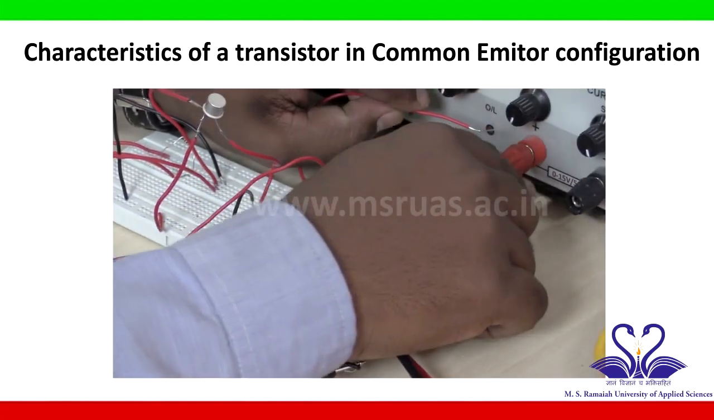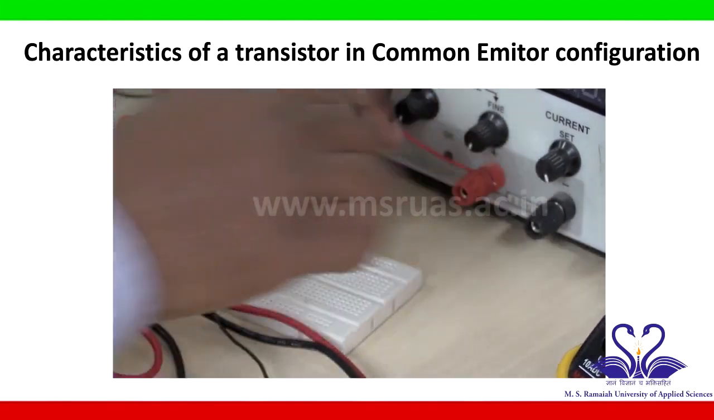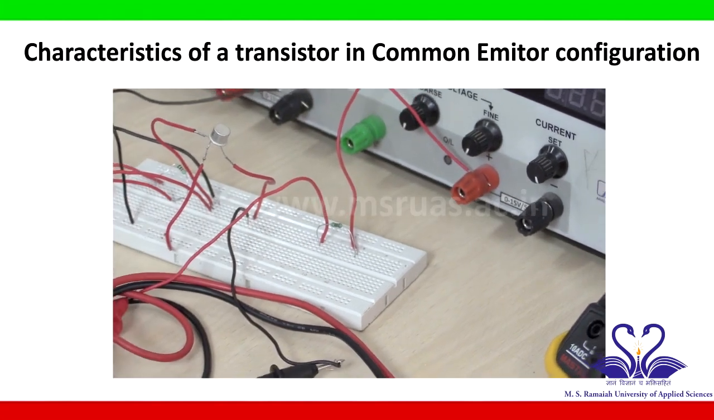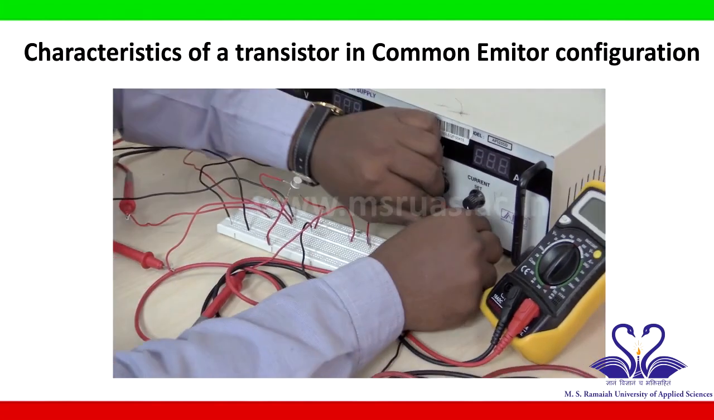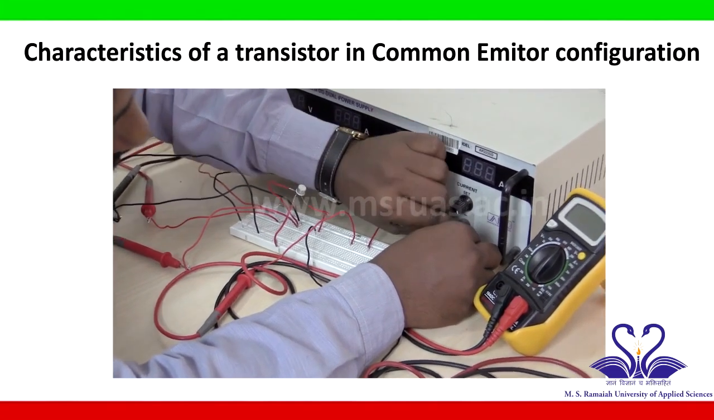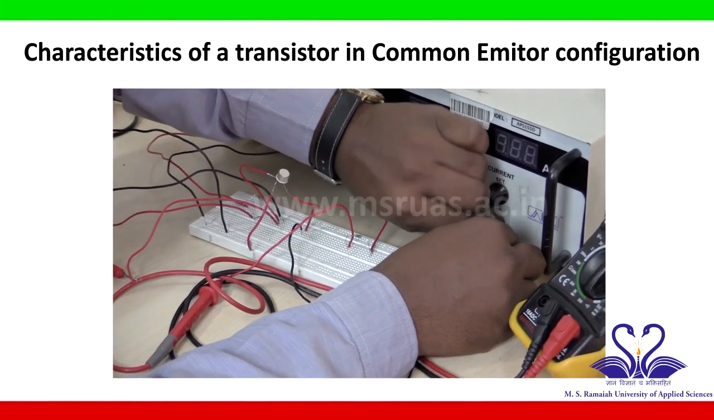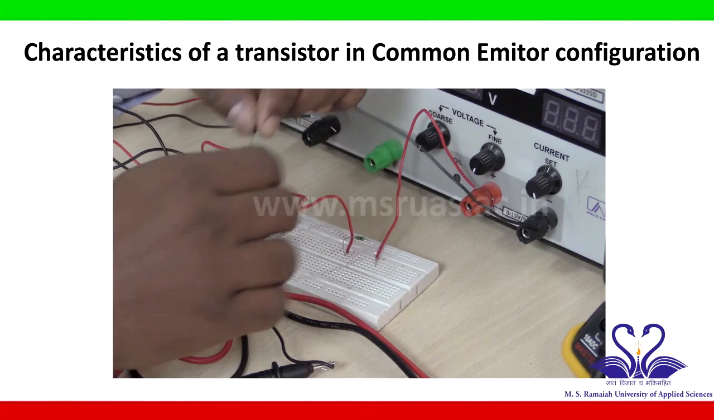I will use this power supply as the output side power supply, and based on the circuit connection, the negative of this power supply, that is the output side power supply, is connected to the ground. Take a connecting wire and take the negative of this power supply and connect it to the ground.